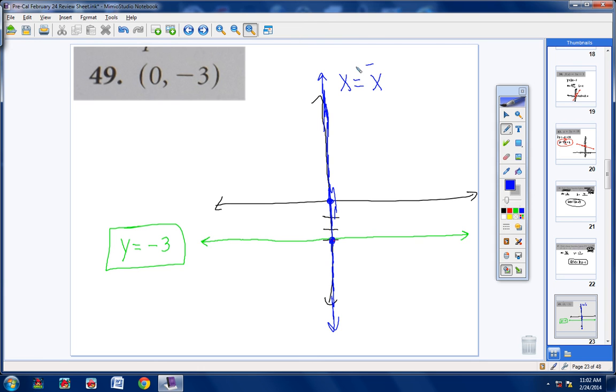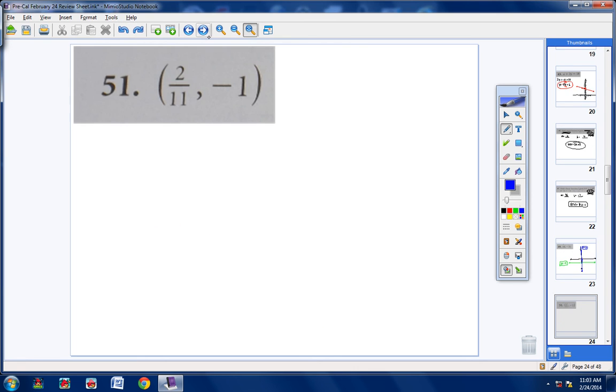Do you not see a faster way to do this? You could have just looked at the x value and written x equals 0. You could have looked at the y value and written y equals negative 3. I didn't want to do that because I want you to see why we're doing what we're doing. But that is a legitimate shortcut you can do. So when we do number 51, let's quickly do it two ways. Obviously, the vertical line will be x equals 2/11, and the horizontal line will be y equals -1.